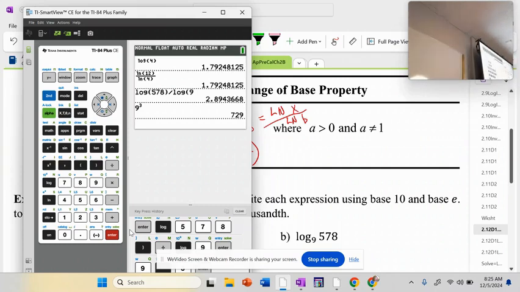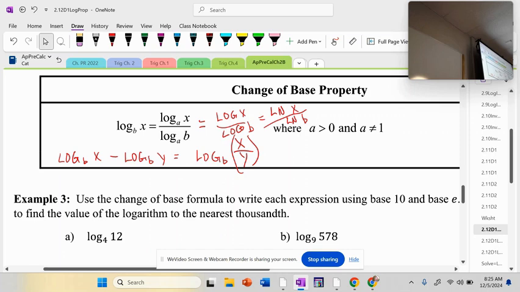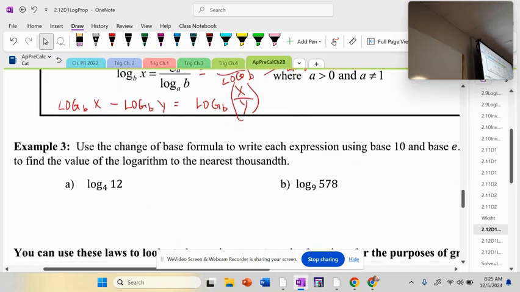See what I did there? 578 is a little smaller than 729. I just wanted to check to make sure that answer made sense. 9 times 8 is 2. Yeah, I can't think right now.